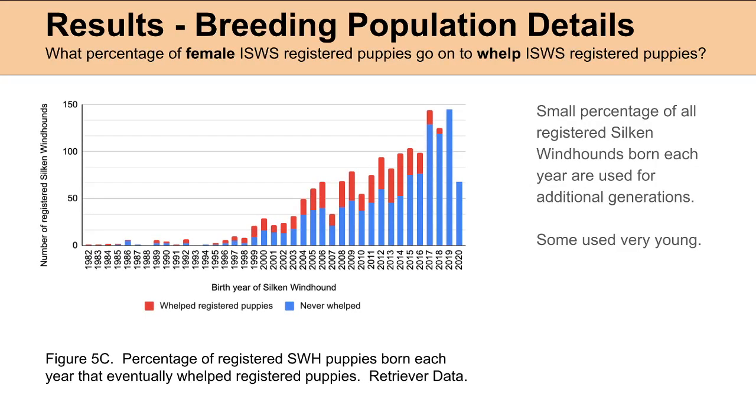And this is the same chart, but for female puppies. So these are bitches and dams. Blue is all the female bitches that never produced puppies in their lifetime, whereas red is the portion of the total number of puppies that did produce Silken Windhound puppies at some point in their life. And all of the data from the last 3 charts are from Retriever. The takeaway from all of these is that a very small percentage of registered Silken Windhounds are being used for the future generations.